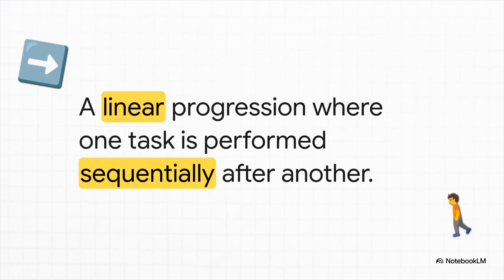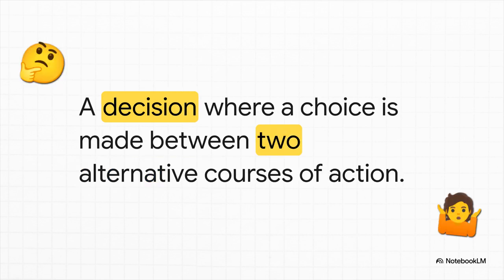First up, we've got sequence. This is the most straightforward piece of the puzzle. It's just a series of steps that you follow one after another in a very specific order. Just like a recipe says, first mix the flour and eggs, and then next heat the pan. A sequence just makes sure tasks get done in a straight line. Simple as that.